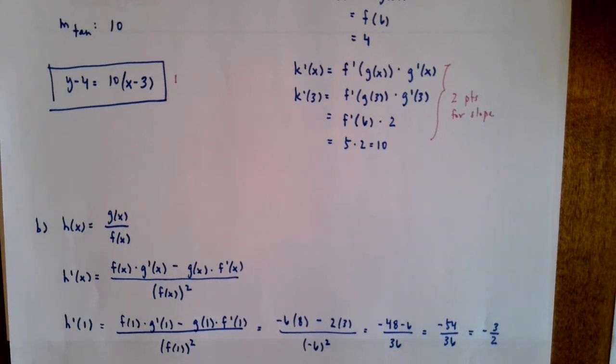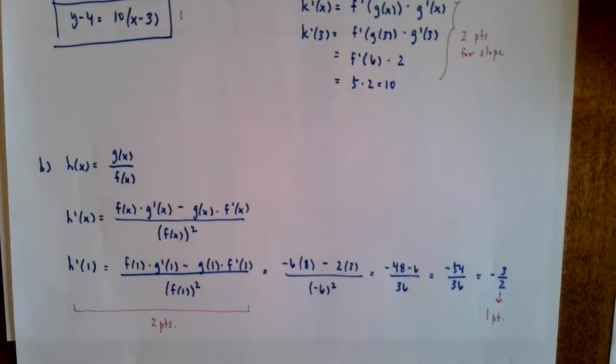Now, in this case, they're giving you 2 points here for this expression, not even evaluating it, but just can you set up what h of 1 is? And then they're giving you 1 point for the answer. Okay, so 2 points for setup and then 1 point for the answer.